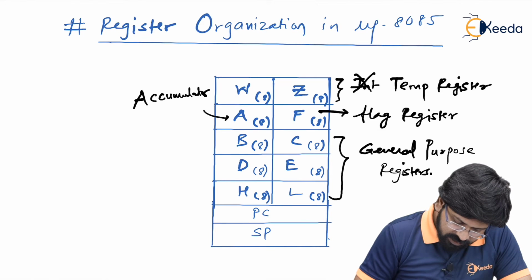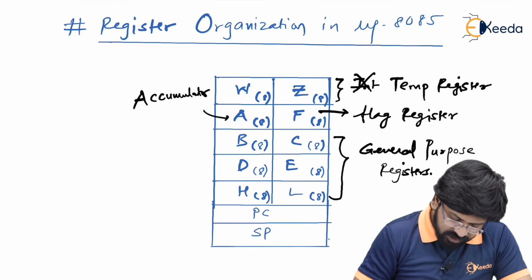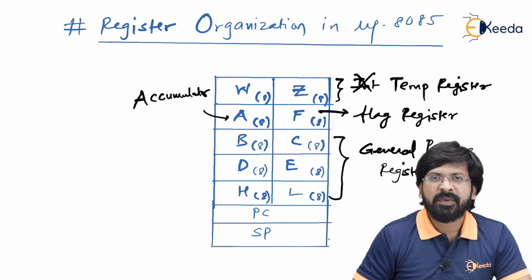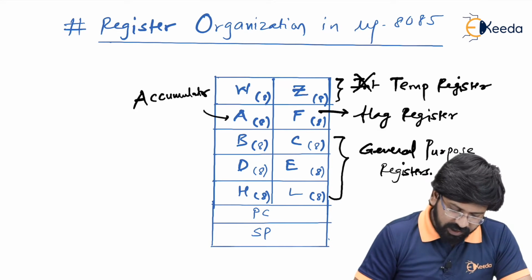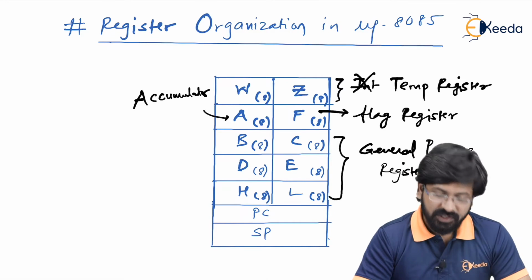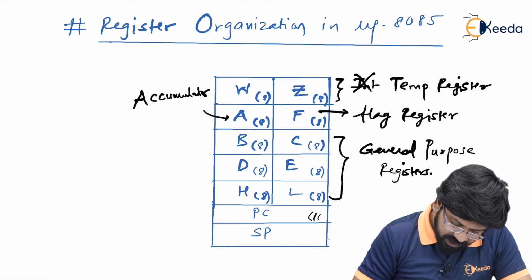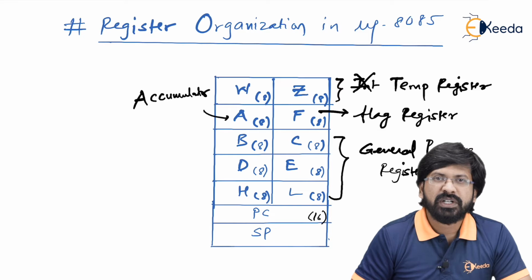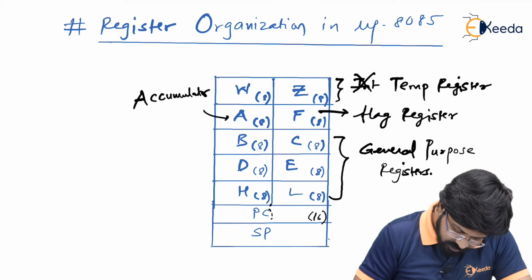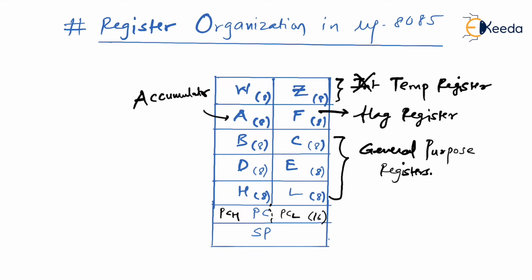Next, as you can see, PC. Here PC stands for program counter, and looking at the structure, you must have noticed that the program counter is 16-bit in size. But when we say it is an 8-bit processor, all the registers should be 8-bit. So I'll tell you the reality. Even though the program counter is 16-bit in size, it is actually made up of two internal registers called program counter lower byte and program counter higher byte, which are combinedly known as PC, and PC stands for program counter.